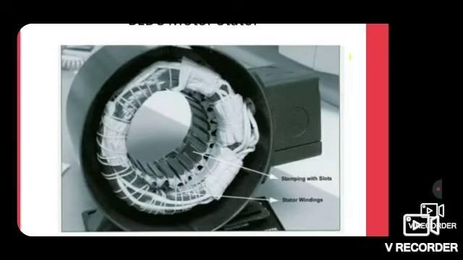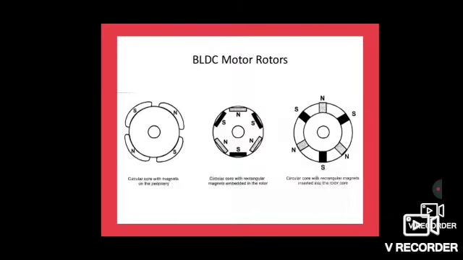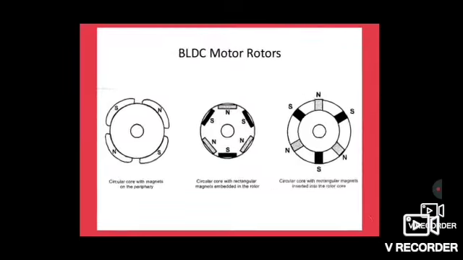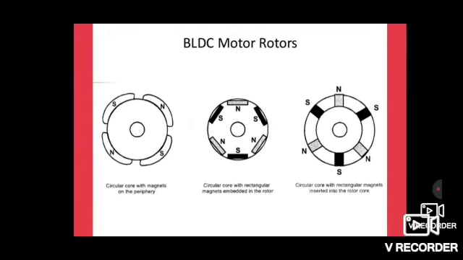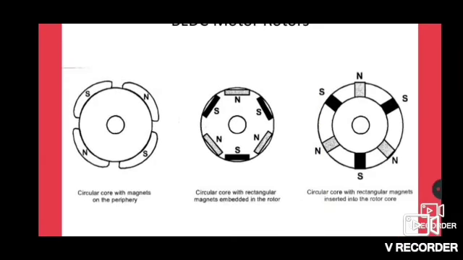See the diagram. There will be stampings with slots and there will be a stator winding. It is the BLDC motor rotor. The first one is a circular core with magnets on the periphery. The second one is a circular core with rectangular magnets embedded in the rotor. The third one is a circular core with rectangular magnets inserted into the rotor core.